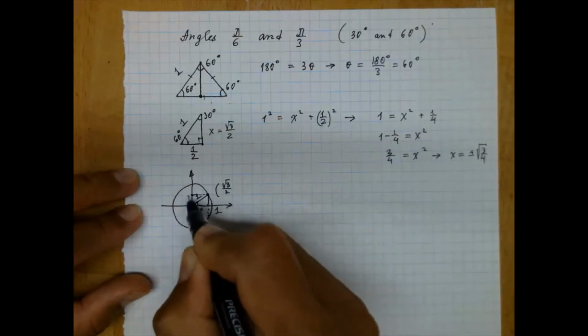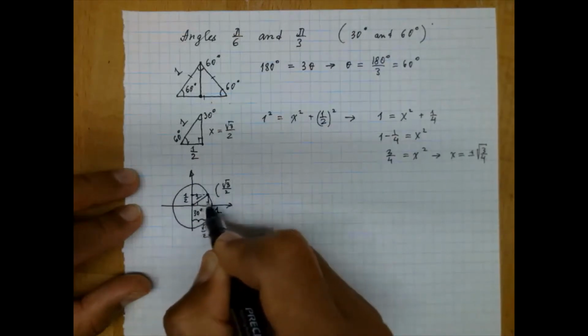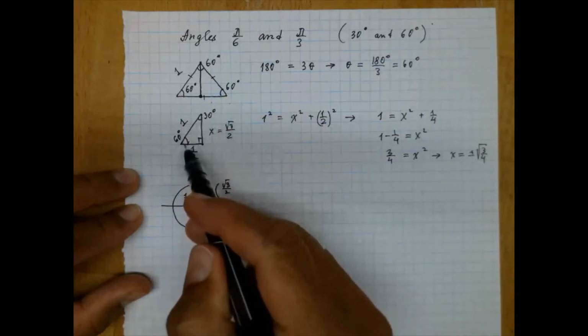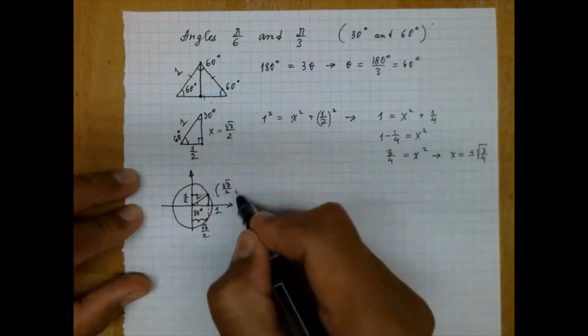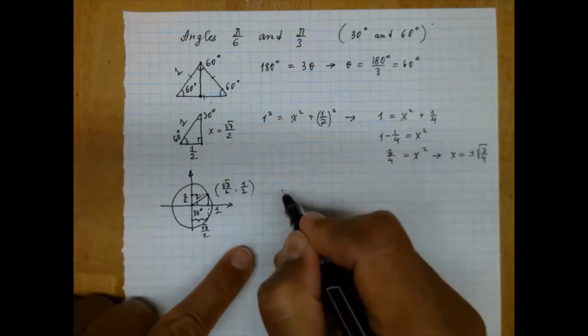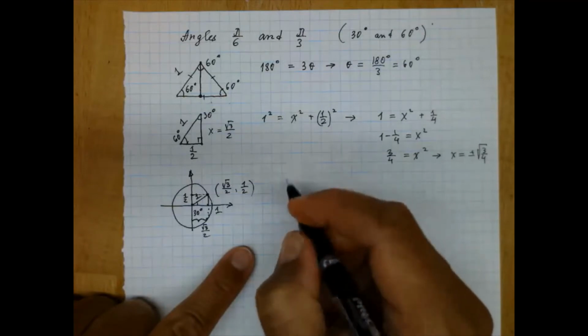The y coordinate of my point is going to be what? 1/2. It's the opposite side of this angle. Opposite side of 30 degrees is 1/2. Well, I'm just going to put 1/2. Now, I'm ready to write down the 3 functions. I'm not going to do all 6. I'll do just 3, okay?